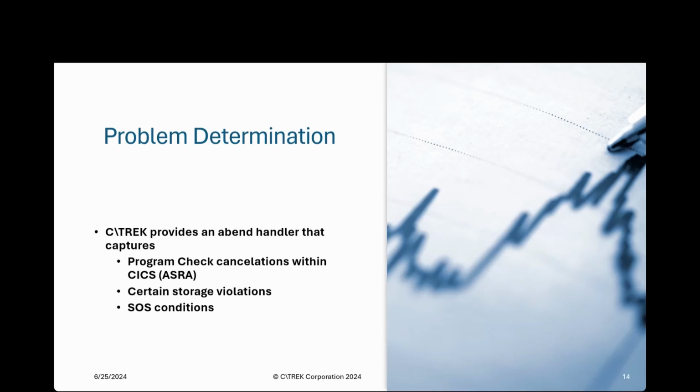Area, C-TREC captures three types of cancellations. One is all ASRA events. Okay, it'll capture the information. I'll show you a couple of these screens a little bit later on.